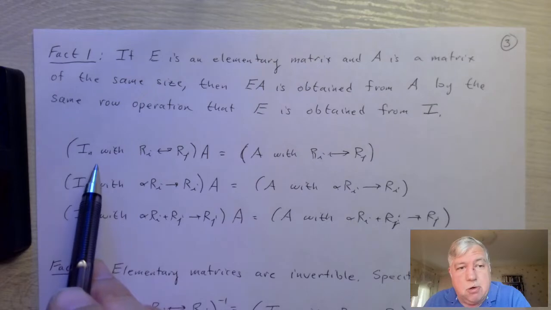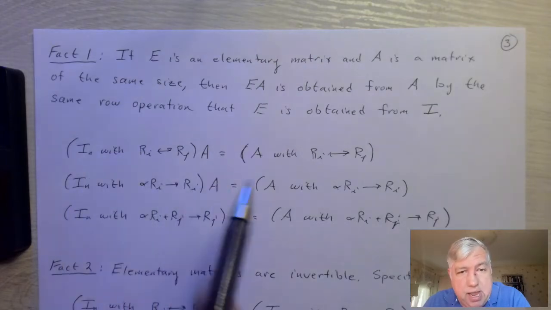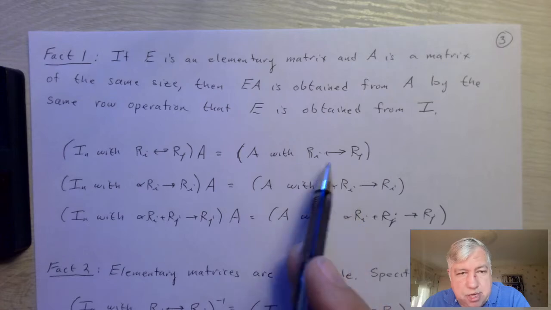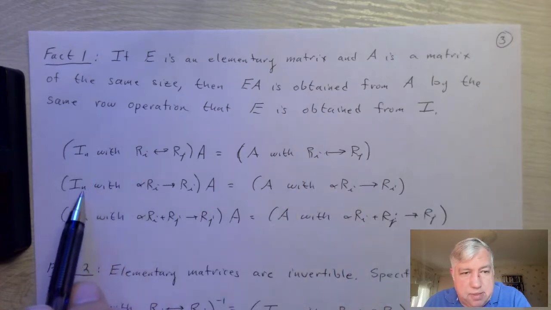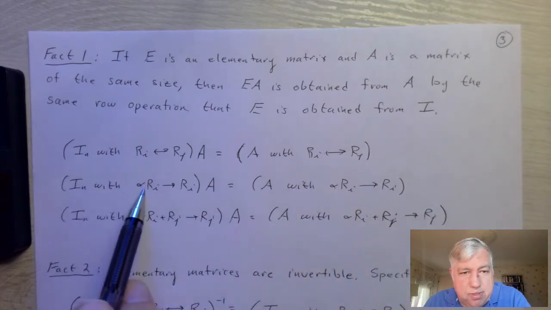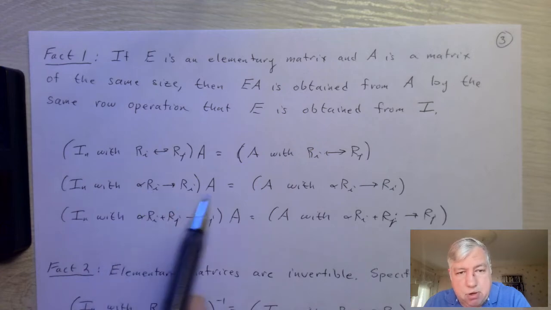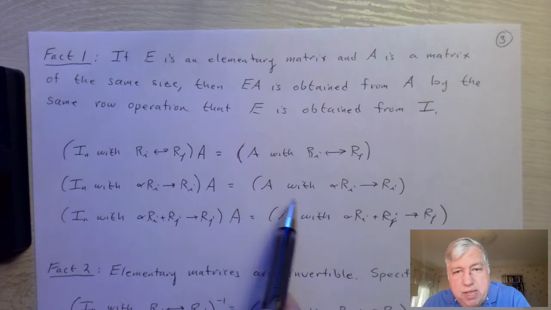So this expression, I_n with R_i interchange R_j, this thing in parentheses represents the elementary matrix that corresponds to this operation. Okay. So if we multiply this by A, we get A with the ith row and jth row interchanged. If we take the matrix, which is I_n with the ith row multiplied by alpha, multiply it by A, we get A with the same operation where the ith row is multiplied by alpha.